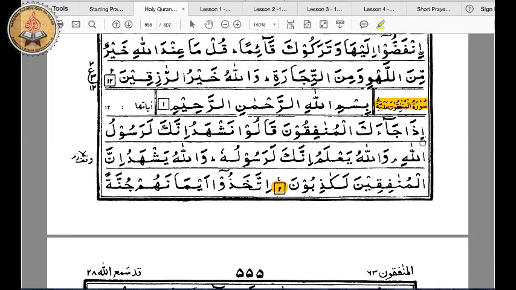Bismillahirrahmanirrahim. إذا جاءك المنافقون قالوا نشهد إنك لرسول الله. So just over here, make this for 2 seconds prolongation because it's vertical fatha. So read just from here to here.